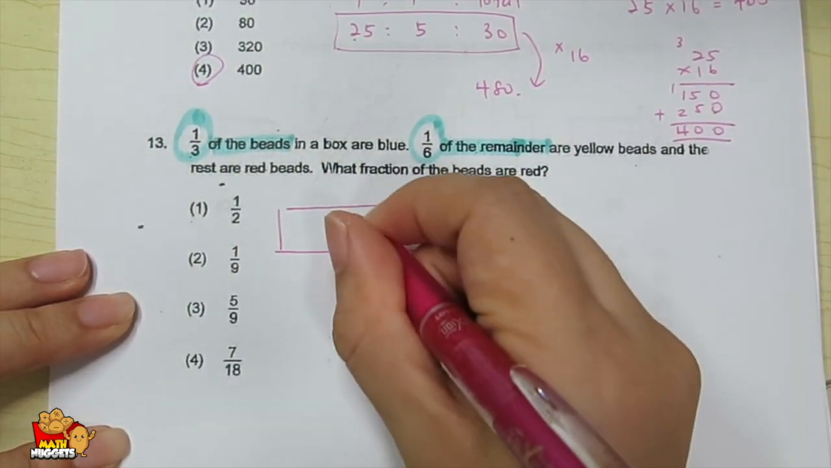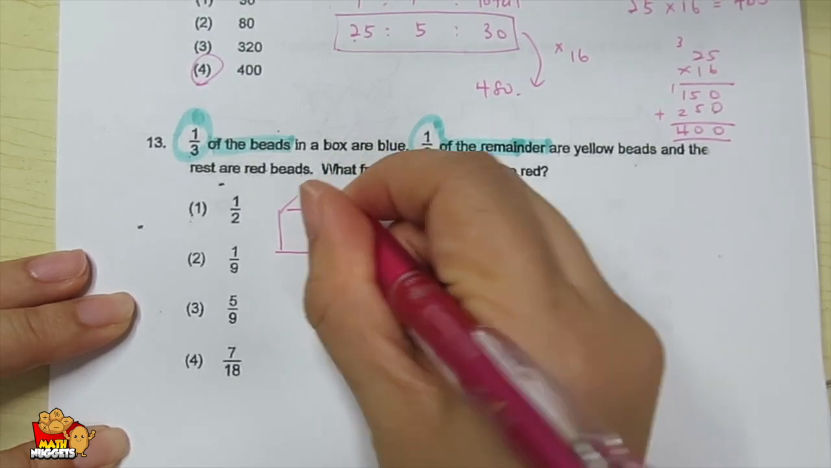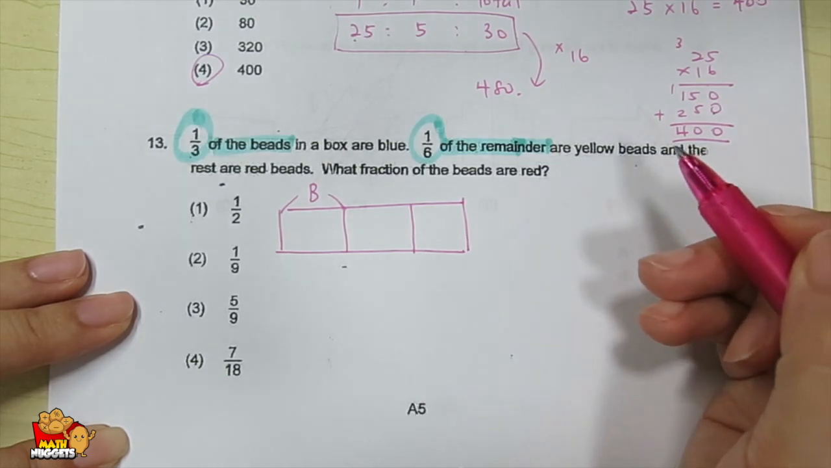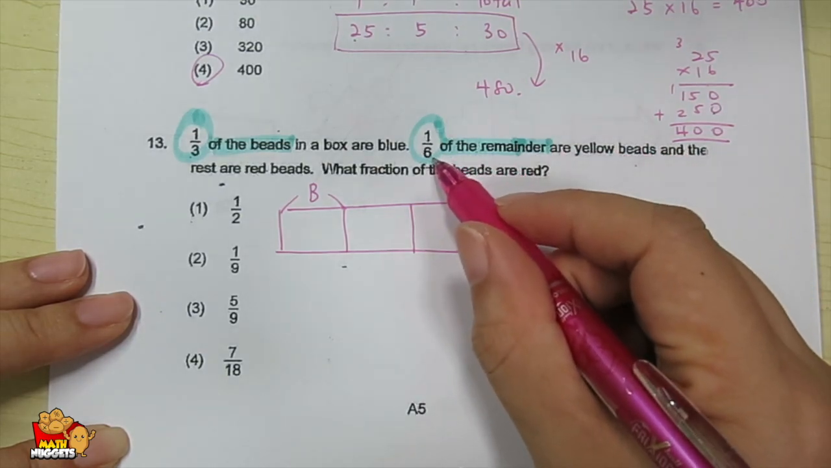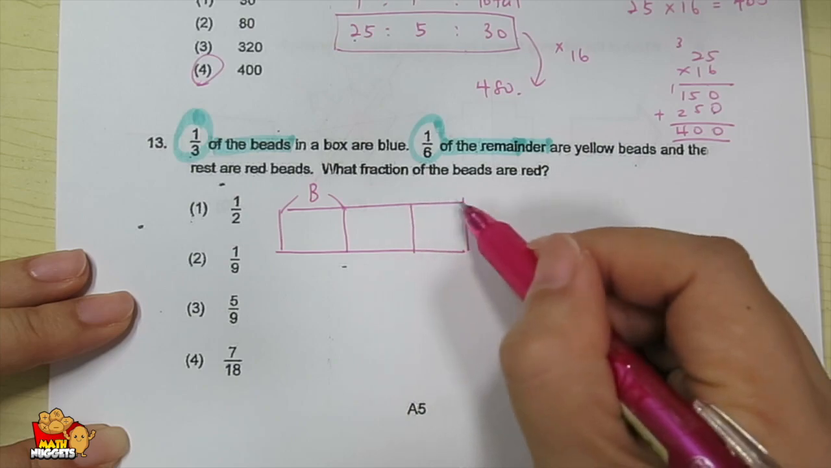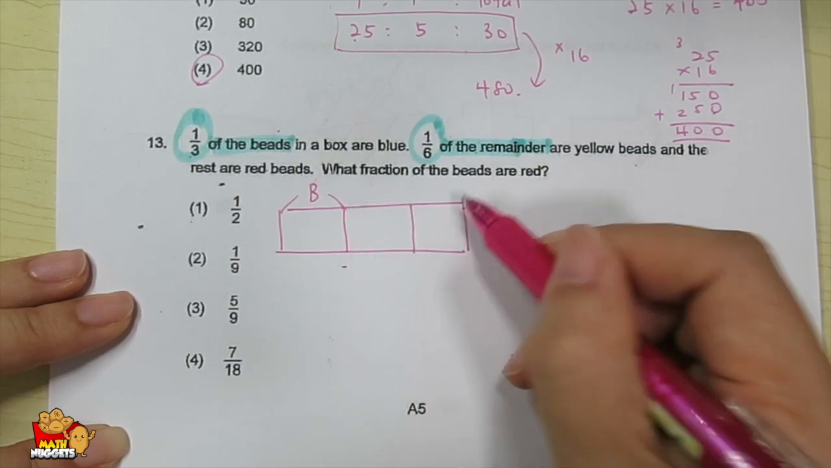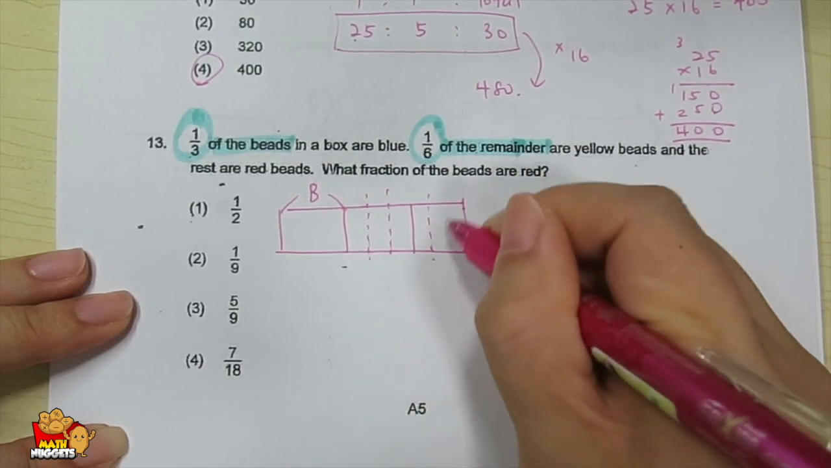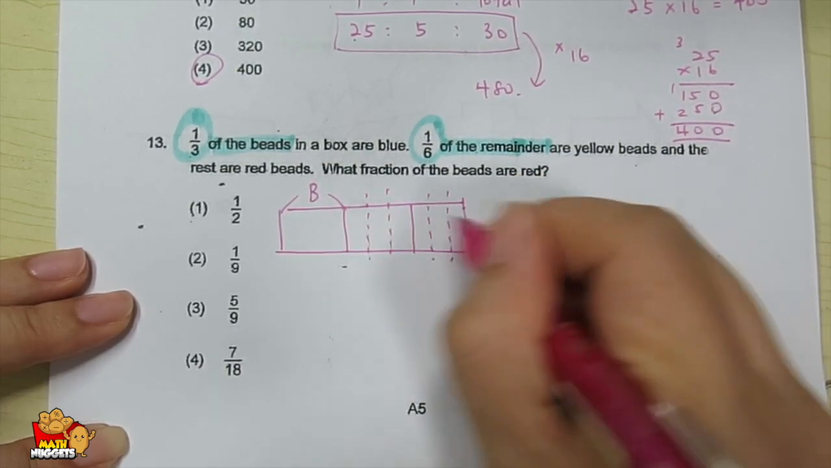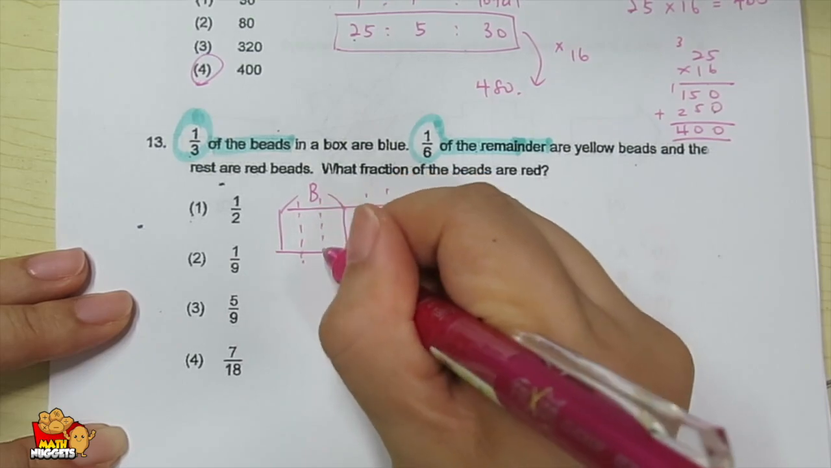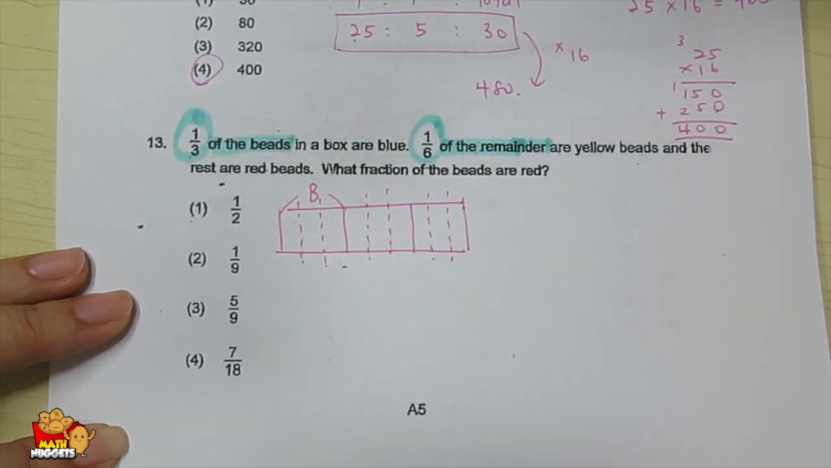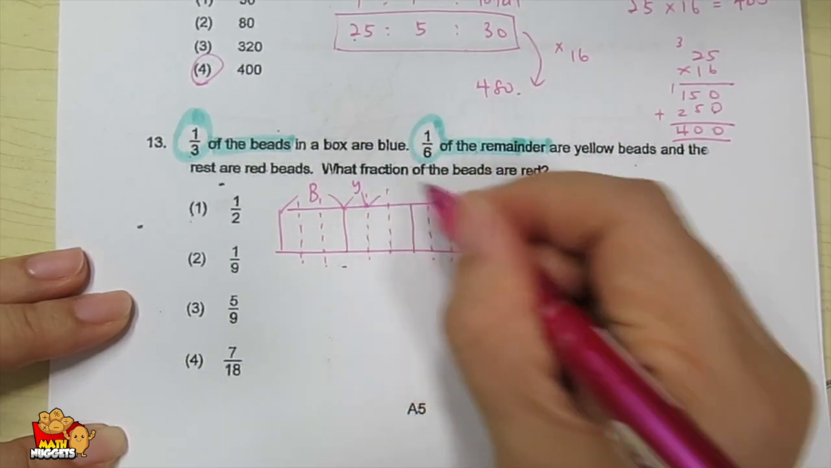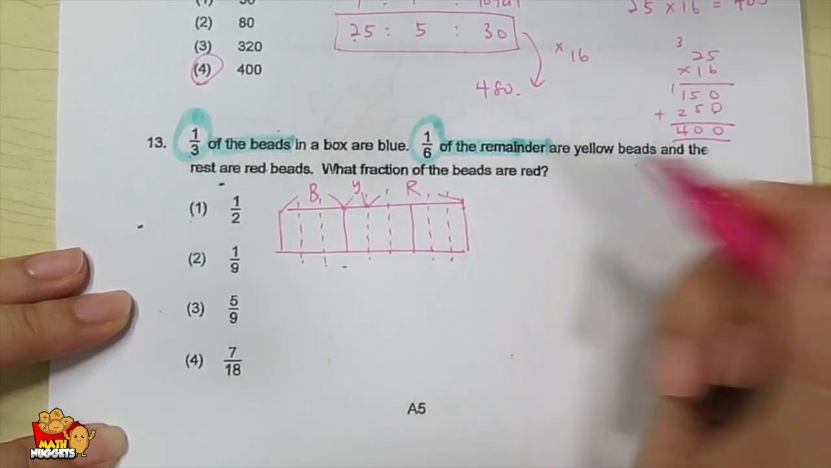So with 1/3 are blue, 1/6 of the remainder are yellow. Now, they want the remainder to be 6 parts. My remainder is here. So I'm going to make my remainder 6 parts. So 2 I can cut equally into 6. Each unit cut into 3. Remember, if we cut this, you have to cut this as well. Always maintain equal units for everything. So out of which 1/6, this one is yellow, and the rest are red beads. So everything else is red.